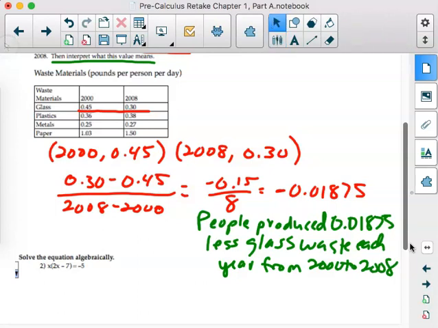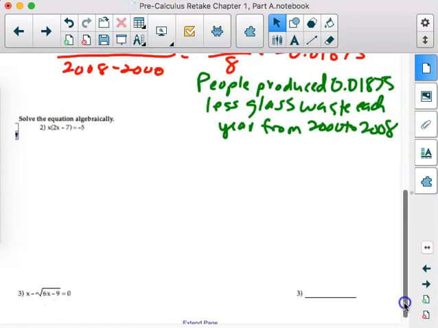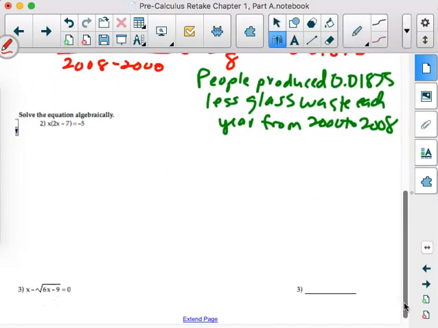Now, the reason I say you could write something really general like that is because some of you tried to use the labels. And this one had a lot of labels. And if you leave one out, then you're not saying what the chart had for information. You're giving something else. So if you wanted to use that, you definitely would have to say it's negative 0.01875 pounds per person per day of glass waste materials that went down from 2000 to 2008. So you had to be really specific. So something general was a little bit better in that instance because of all the labels.